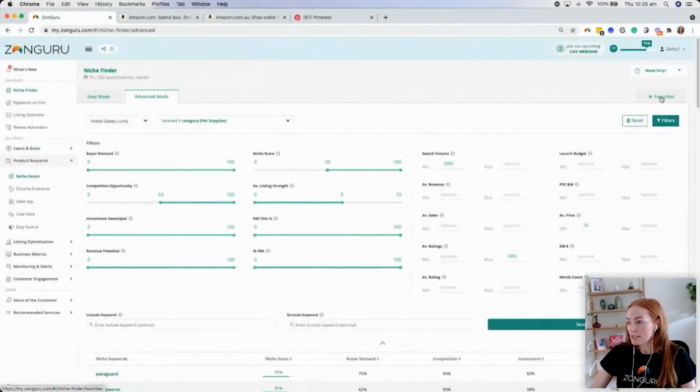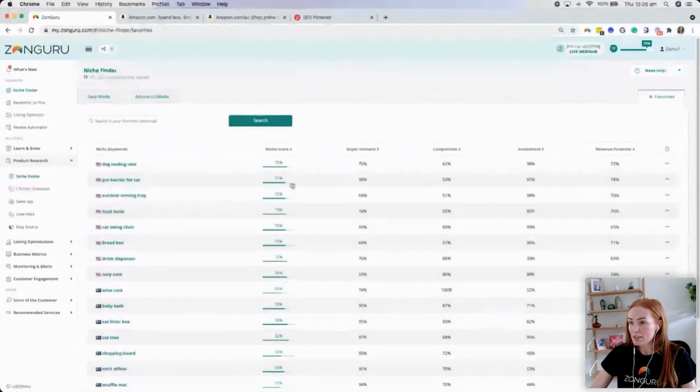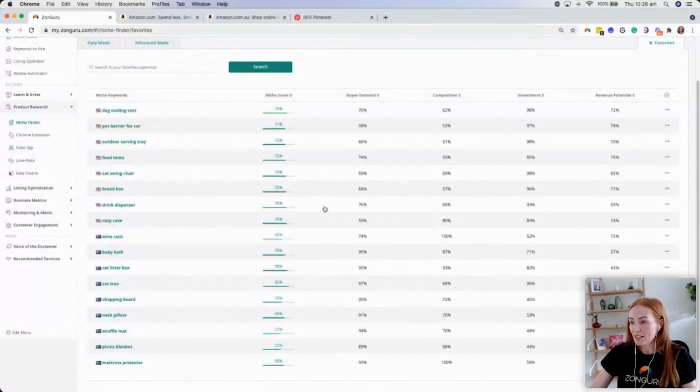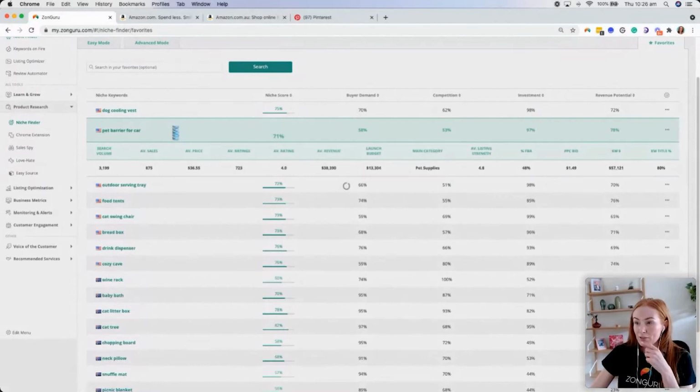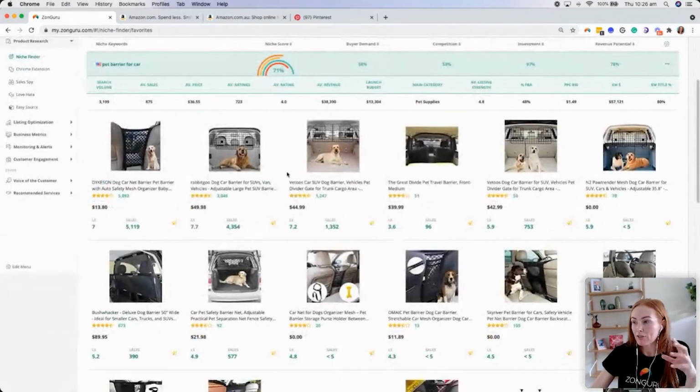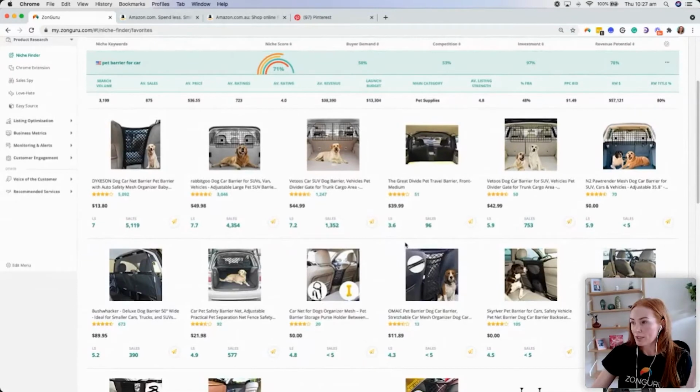But if I want to see my favorites, just up the top here to the right, I can click on favorites. And these are some of the ones that I had a look at before. Actually, this one here, I forgot about this one. This one's great. Pet barrier for cars. So popping this in your car to prevent dogs from coming forward. This one looks really great to me.